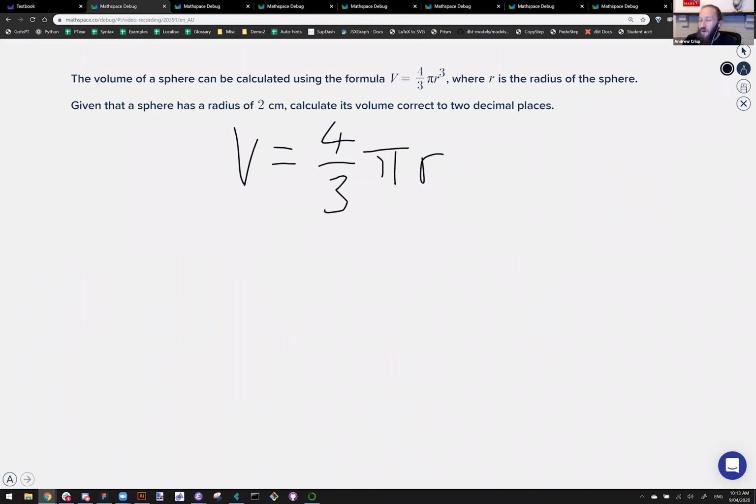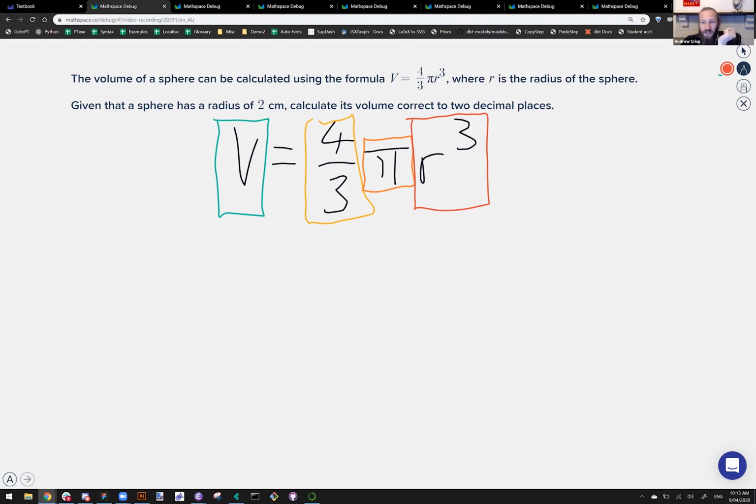Lots of crazy stuff going on in this question, so I'm actually going to do some highlighting here. I've got V, that's standing in for the volume. I've got a fraction, so this fraction over here. I've got pi, which is the symbol that we all know and love, standing for the circle constant. And then finally, over here, I've got r cubed.